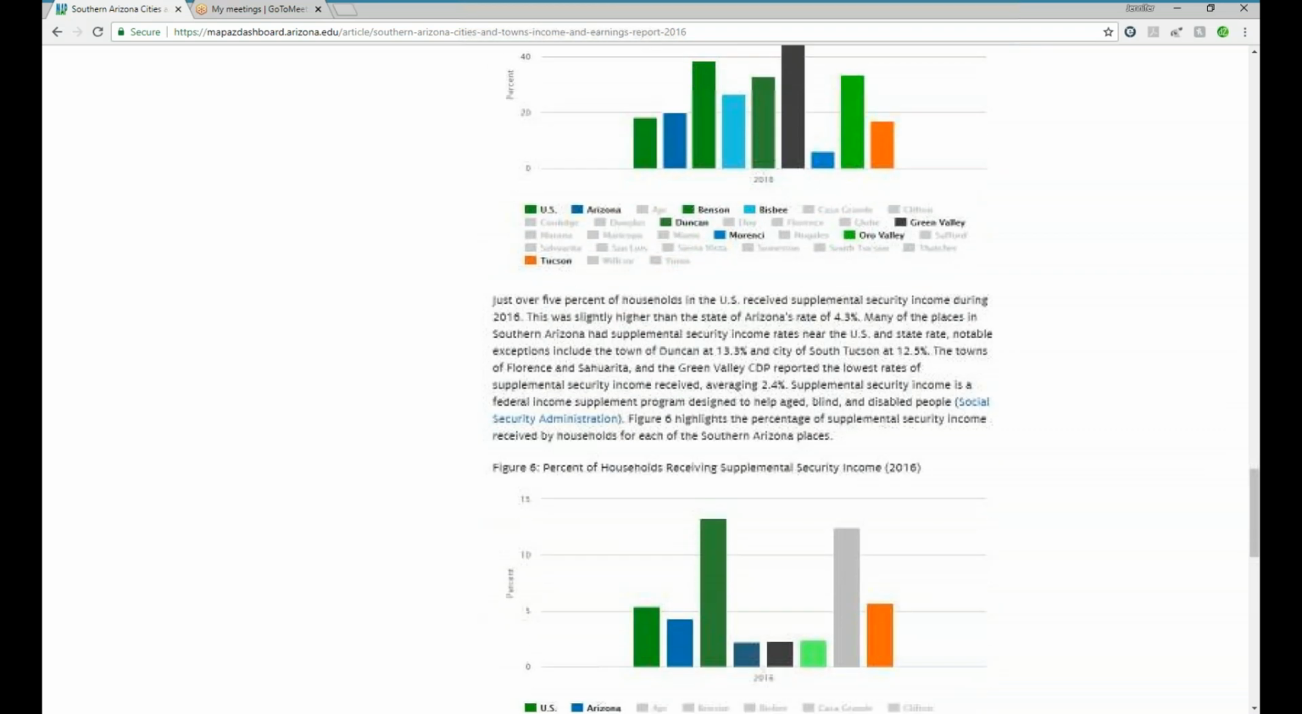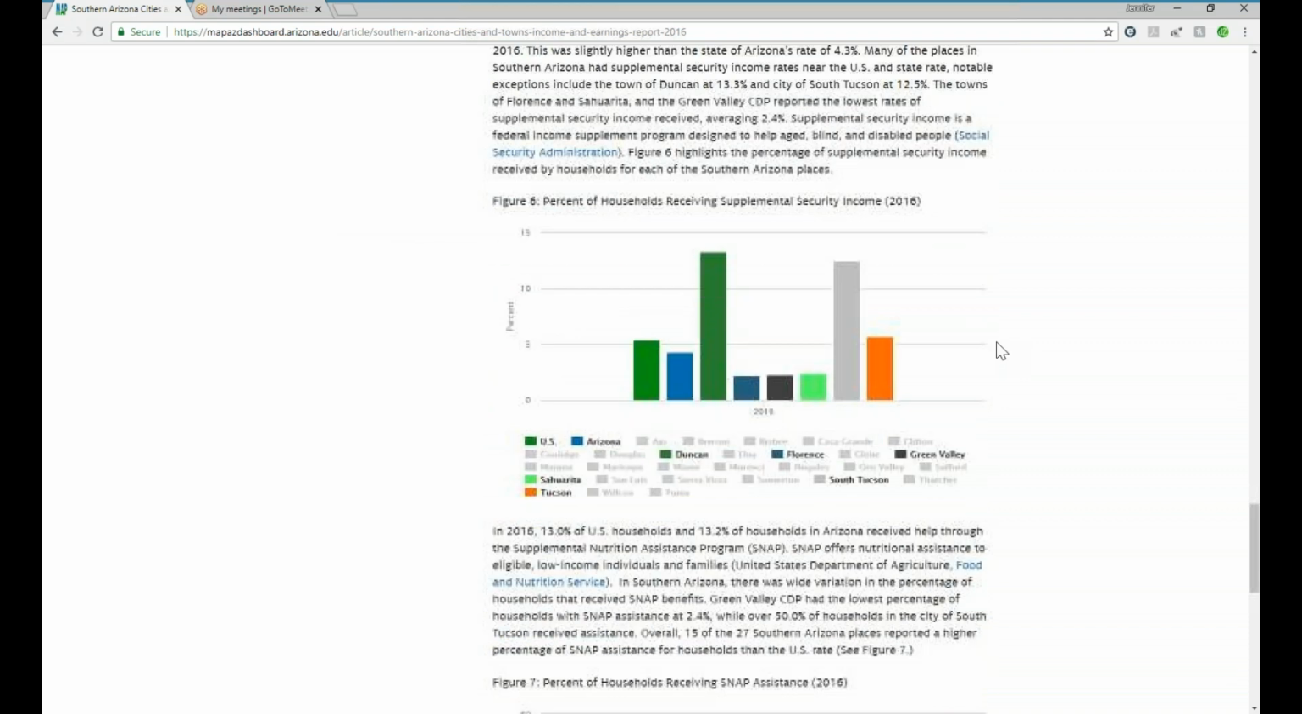Now we'll scroll down a little bit and look at supplemental security income. Supplemental security income is a federal income supplement program designed to help aged, blind, and disabled people. Here we see 5.4% for the U.S., slightly lower for the state at 4.3%, and Tucson falling right near the U.S. levels.